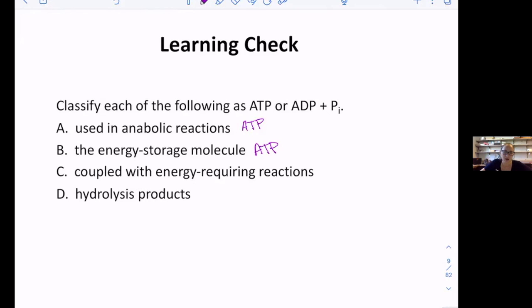C, coupled with energy requiring reaction. Coupled with the reaction, meaning the energy is required in order for the process to occur. So we need the stored energy, ATP. Okay, and then D, hydrolysis products. The products of hydrolysis of ATP would be ADP plus phosphate.